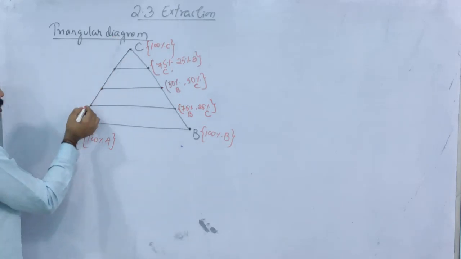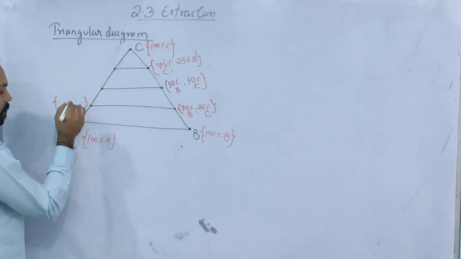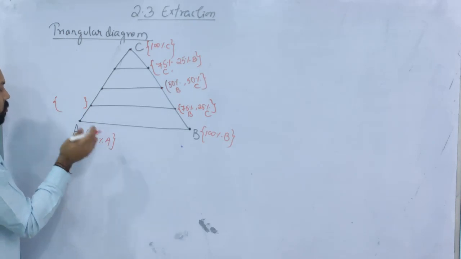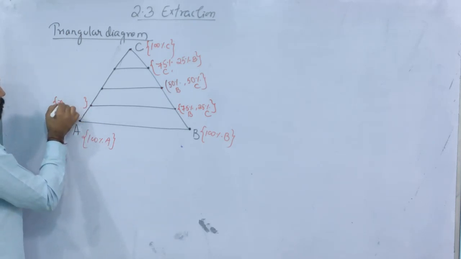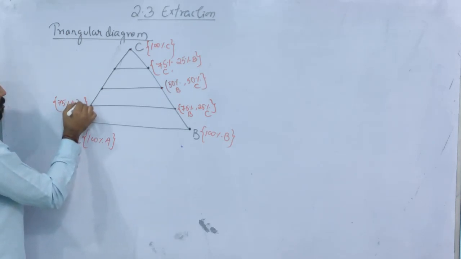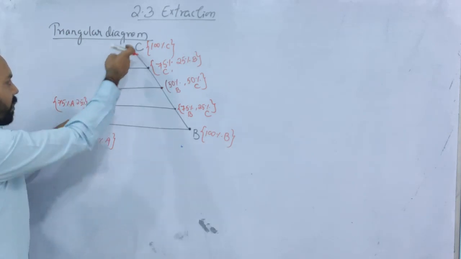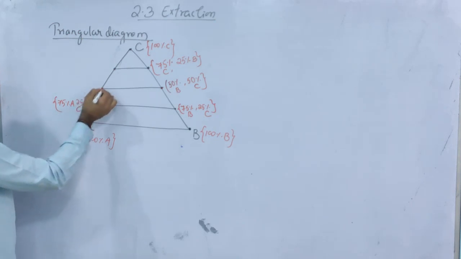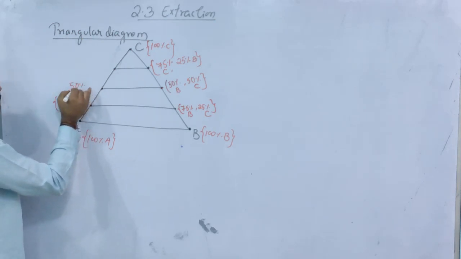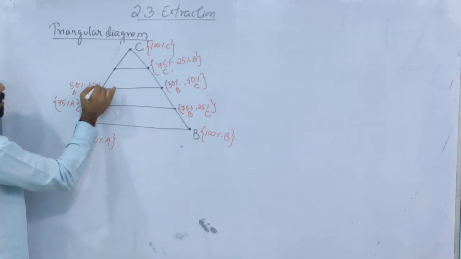Similarly, let's write the composition of all these points. I hope you can write it on your own, so try to write. Now this one is 75% A and 25%, what should I write here, B or C? Because it is present on the side AC, it should be 25% C. Similarly, 50% A and 50% C.